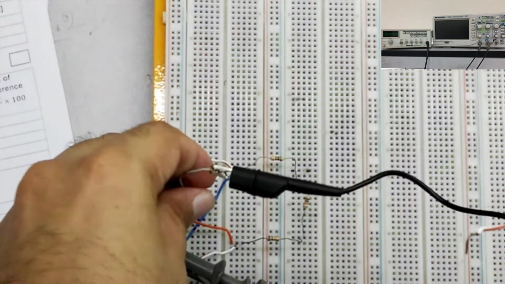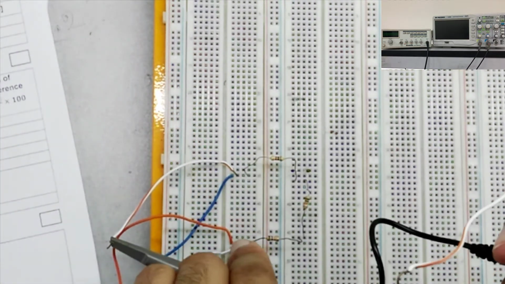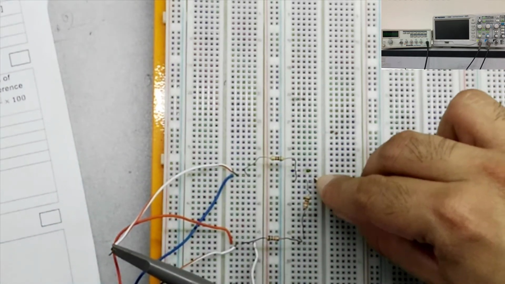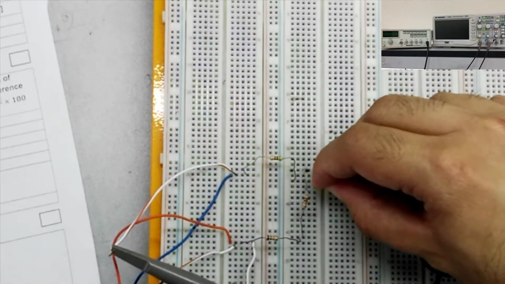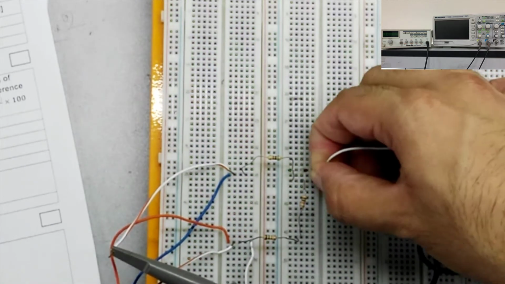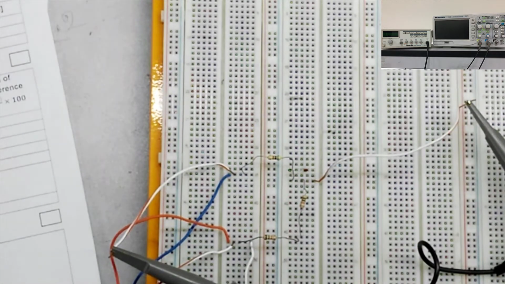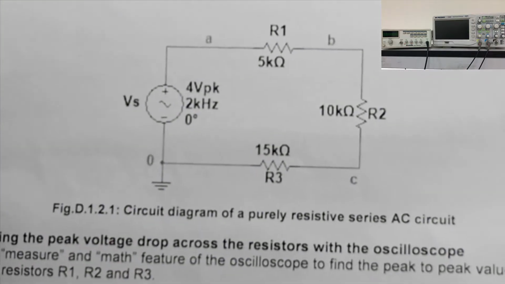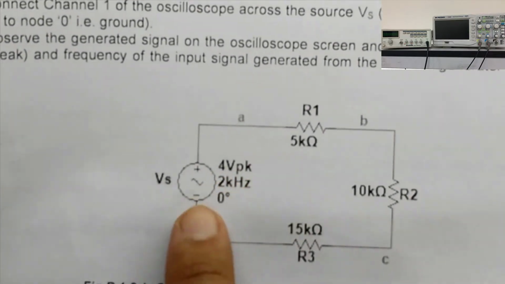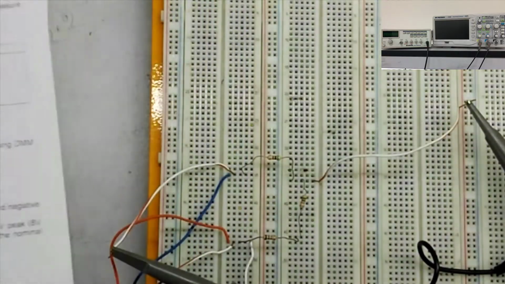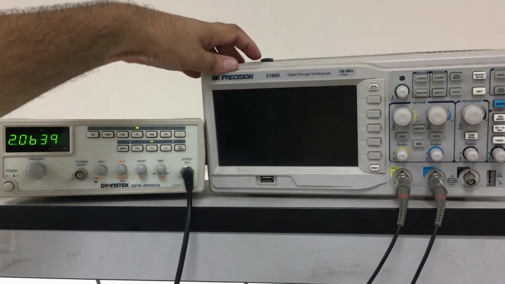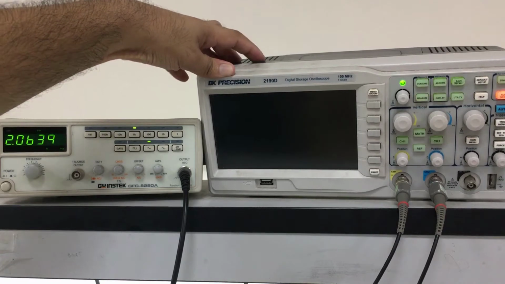I place the black wire in the ground and the positive part at this node B. So we are ready. Now we have to move to our function generator and oscilloscope for the next part of the experiment. We will have to set 2 kHz, 4 volt peak for this experiment. So I turn on the function generator by pressing the power button. I turn on the oscilloscope by pressing the power button on the top.